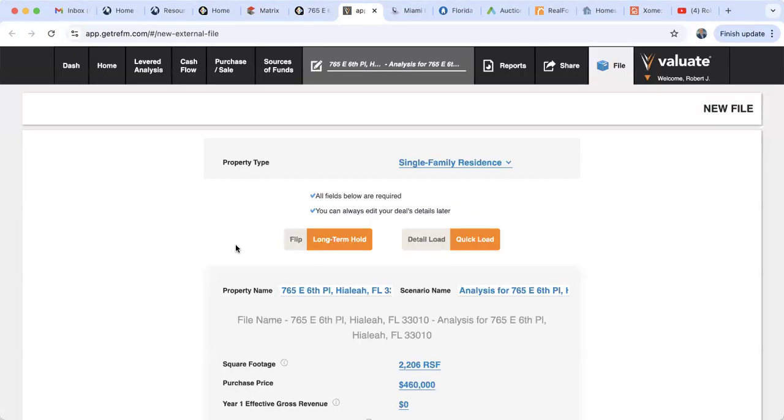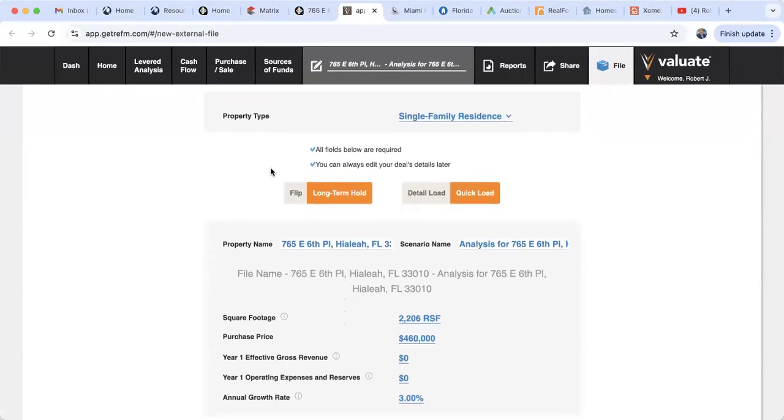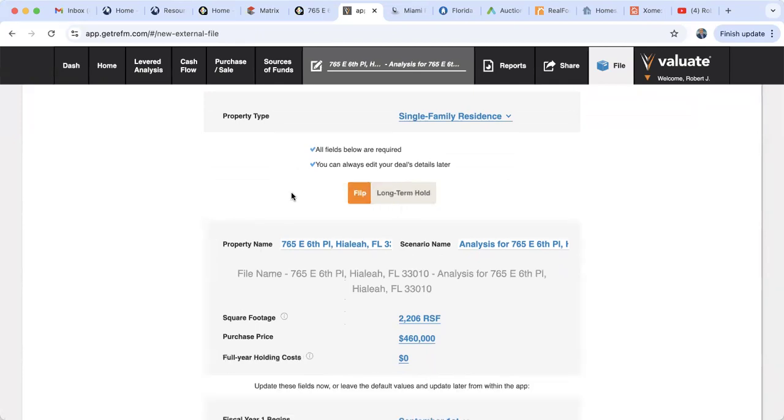All right, so there are two different investment scenarios inside of Evaluate. One is flip, the other one is long-term hold. Long-term hold, of course, is if you're buying a rental income property and you want to see what the investment returns will be. We are going to study that a little later in class. Right now, we're going to click on flip. All right, our intentions are to buy this property and flip it for a profit.